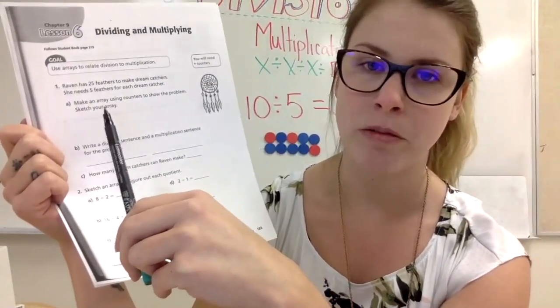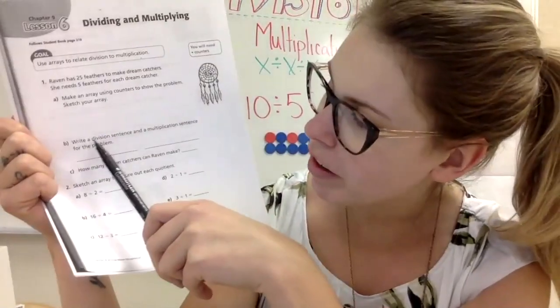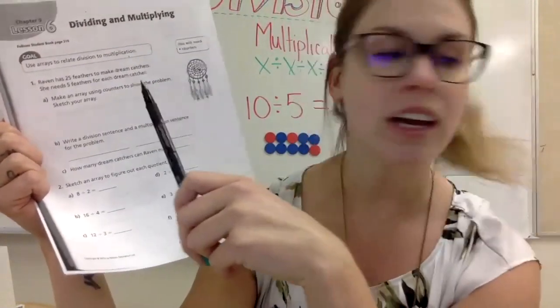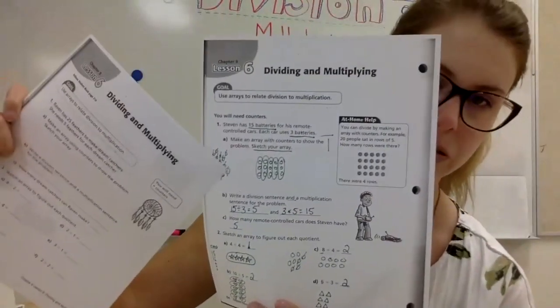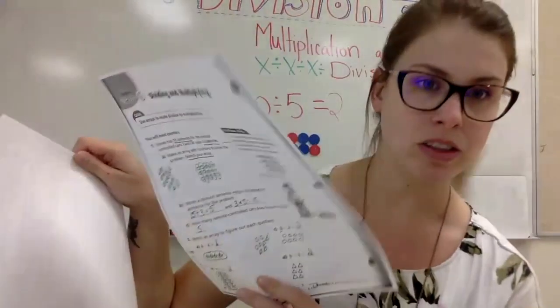Remember, an array has to have equal columns and equal rows. It can't have a really random stray one out of nowhere. And then it asks you to write a division sentence and a multiplication sentence for the problem. And then, how many dream catchers can Raven make? This is very similar to that question about the batteries for the cars. Pretty much exactly the same question.